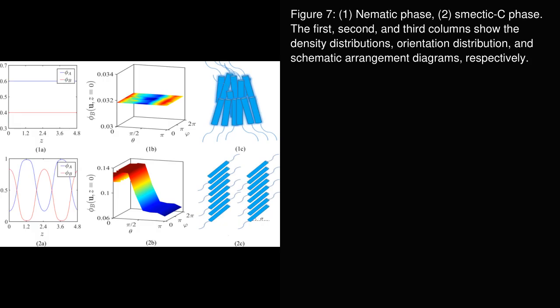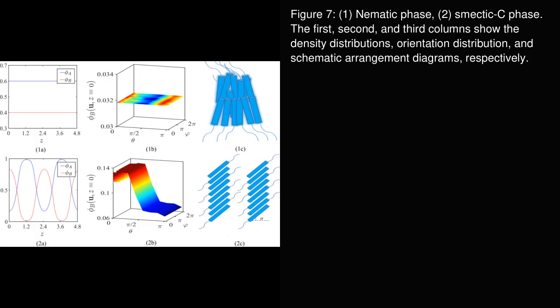The orientation distribution of semiflexible blocks at position z equals 0 displays parallel alignment, characteristic of the nematic phase, where molecules tend to orient in the same general direction without positional order. This is visualized in panel 1C with a molecular schematic.